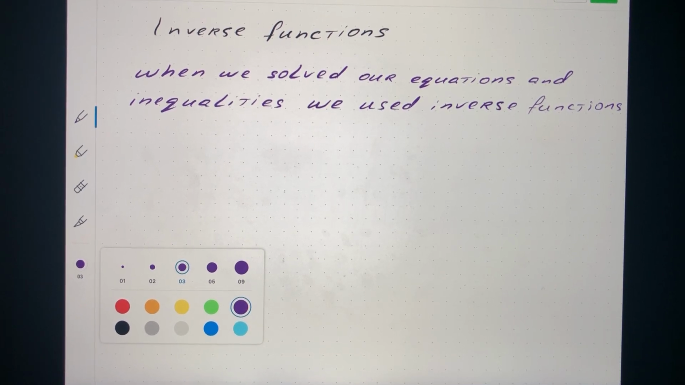Hello, this video is about inverse functions. When we solved our equations and inequalities, we used inverse functions. So what are they and how do we find them? Well, first of all, they have to be functions.